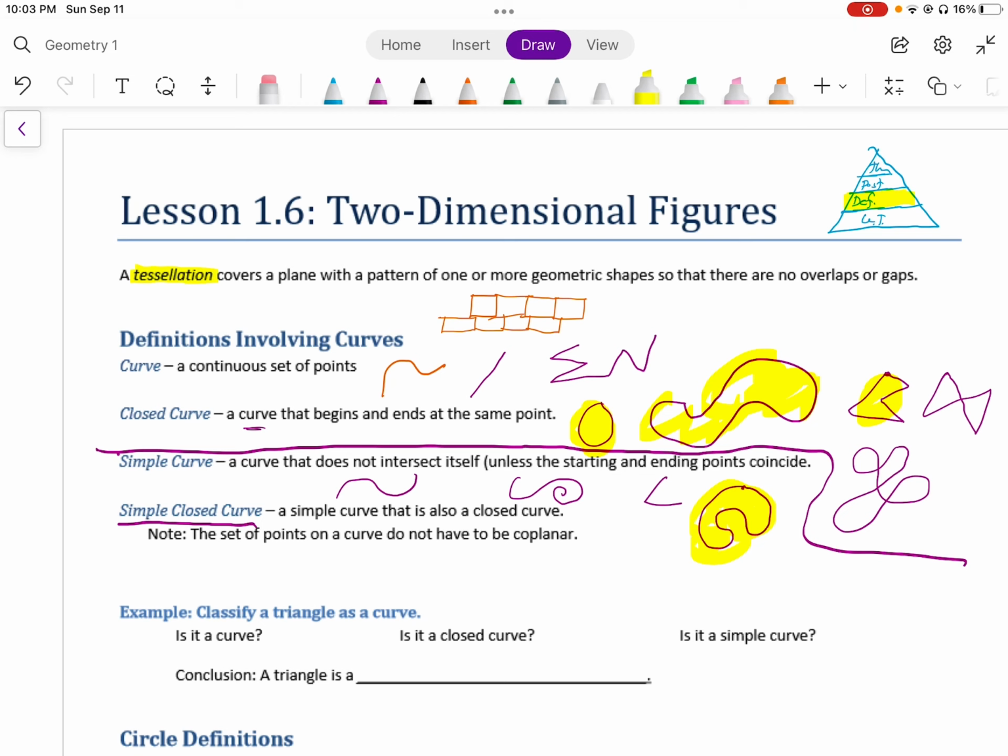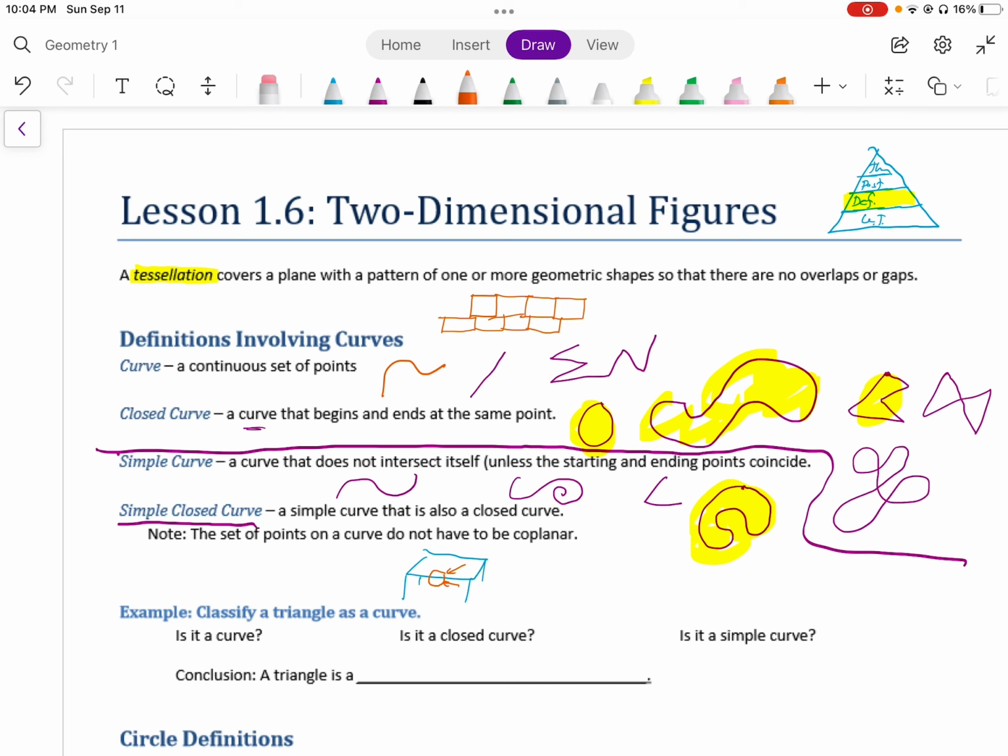Note the set of points do not have to be coplanar. Right now we're drawing them all on the same plane, but they don't have to be coplanar. You could think of maybe a necklace hanging off a table. So here's a table, my amazing artwork here, and there's a necklace that's hanging off the table. Part of it is in the plane of the table, and then part of it is hanging off and in a different plane. Not a very good drawing.